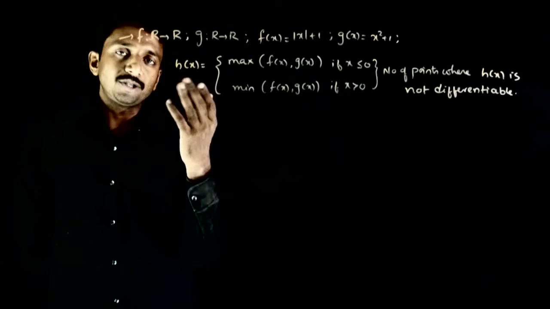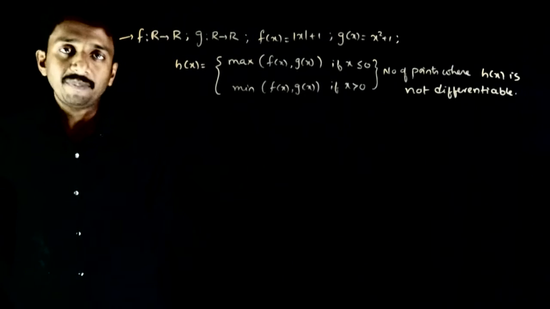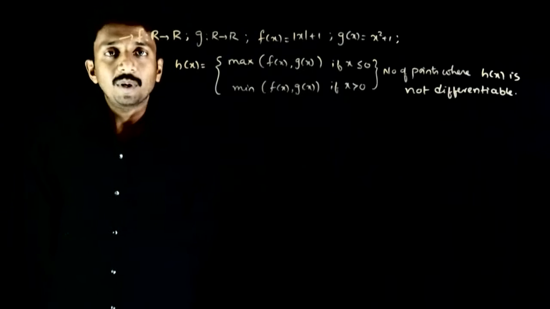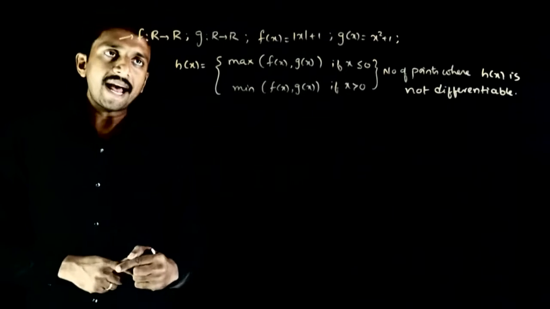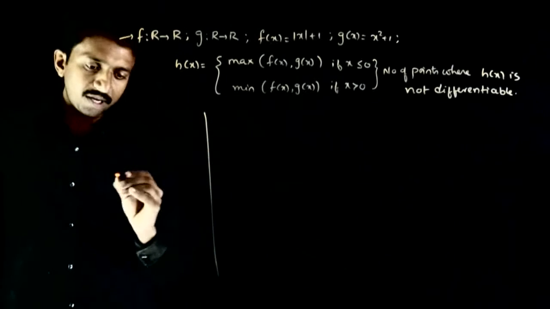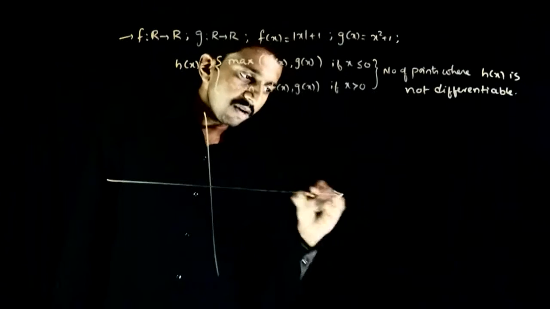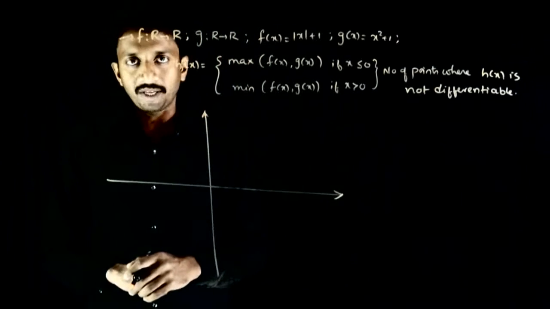So first मैं h of x का ग्राफ ड्रॉ कर लेता हूं. इसके बाद the number of sharp edges are nothing but the number of points where h of x is not differentiable. ठीक है. So if I have to draw the graph of this, so h of x का ग्राफ ड्रॉ करना है तो फर्स्ट मुझे f of x और g of x दोनों का ग्राफ ड्रॉ करना है.